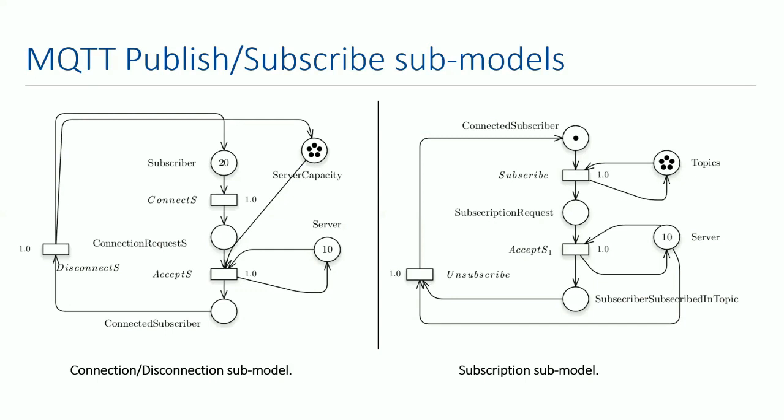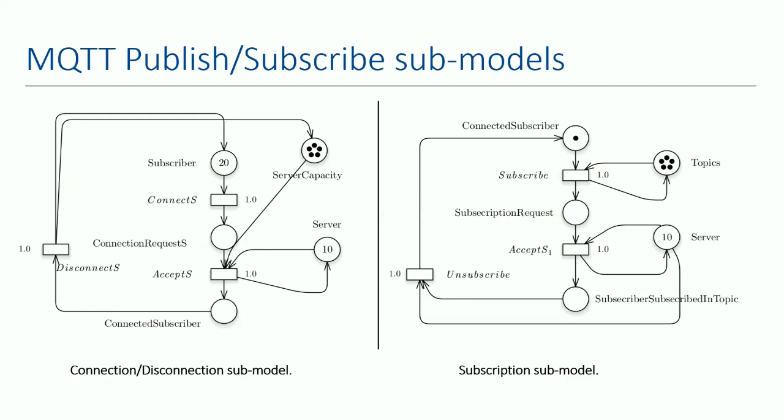The submodel on the left represents the client's behavior, which can be publishers or subscribers. This submodel focuses on the client connection and disconnection process. It models a publisher or subscriber through a place containing client instances. In order for a client to publish an event or subscribe to a topic, it must first establish a connection with the broker server. This connection process is captured by the connect transition within the submodel.